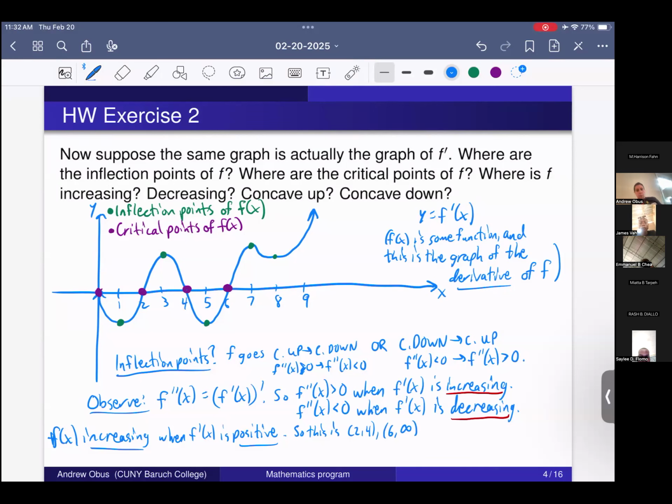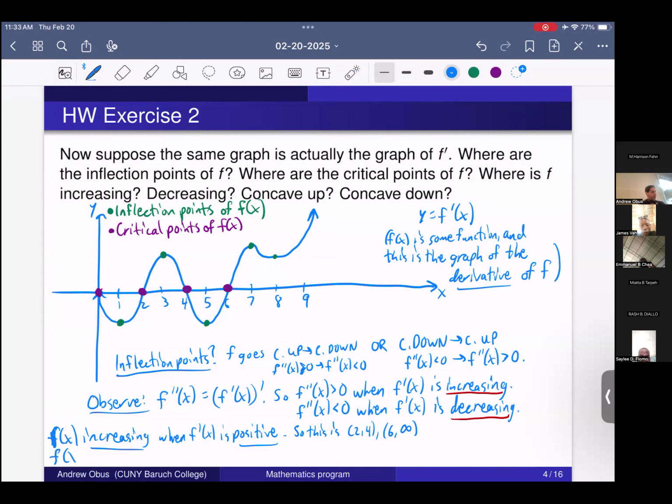Yes, you can name the critical points and the inflection points numerically if you want. You could say you have critical points at x equals 0, x equals 2, x equals 4, and x equals 6, and inflection points at x equals 1, x equals 3, x equals 5, x equals 7, and x equals 8. Just to save space, I decided to label them here so we wouldn't have to write them down.